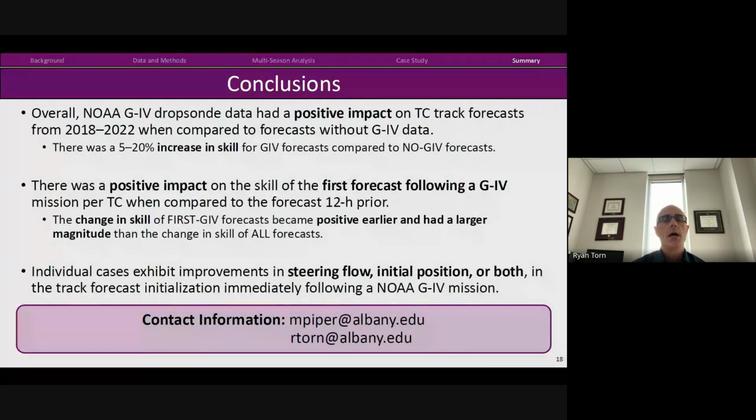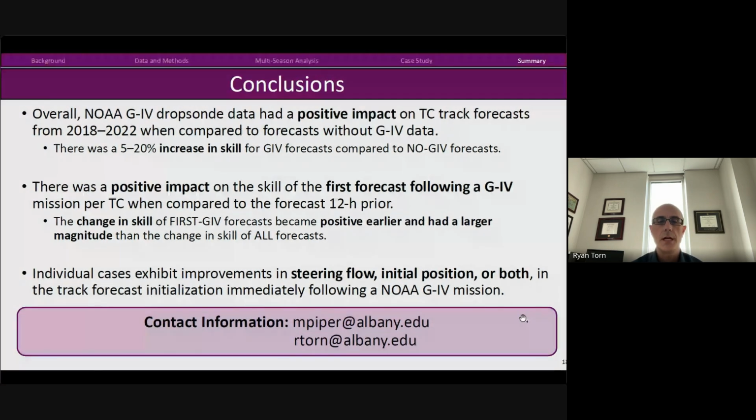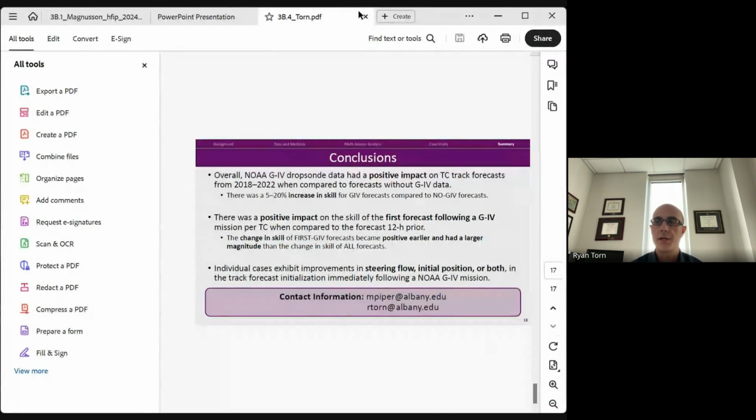This is my wrap up. The dropsonde data had a positive impact on the TC forecast over this 5-year period versus just a generic forecast that did not have it. There's positive impact in skill on that first forecast in which G4 data is initiated. And as you go case to case, some cases see improvement by improving the steering flow. Some of them are improving the initial position, and sometimes it's a combination of both. So happy to take questions during the Q&A session, or there's Melissa and my contact information.